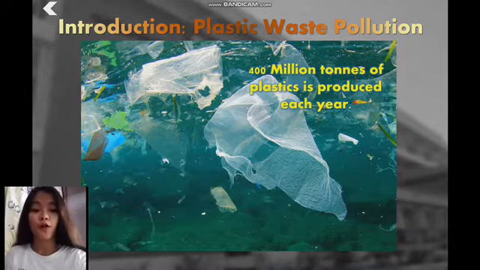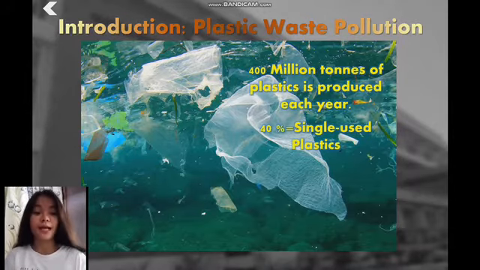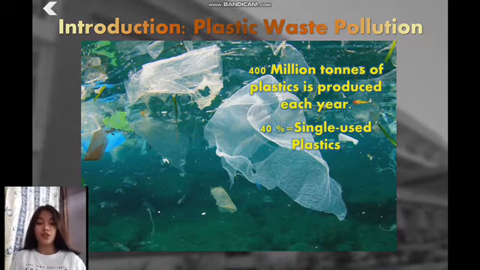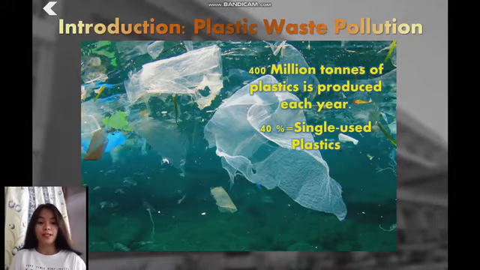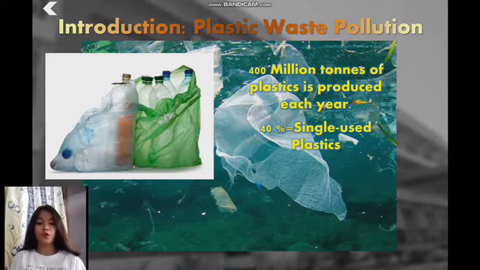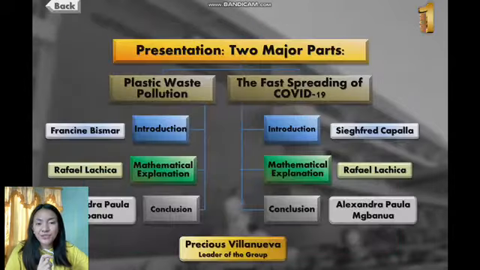Each year, 400 million tons of plastic is produced, and 40% of that is single-use plastic, which we will only use once before it is thrown away. Examples of single-use plastic are carrier bags and bottles. More than 8 million tons of plastic enter the world's ocean each year, and most of that escapes from land. Thank you, Ms. Francine Bismar.